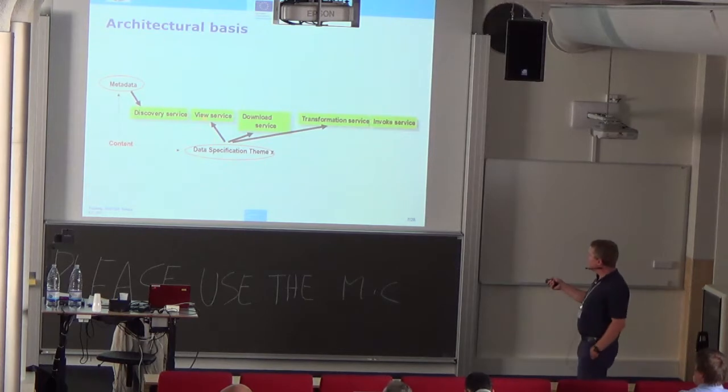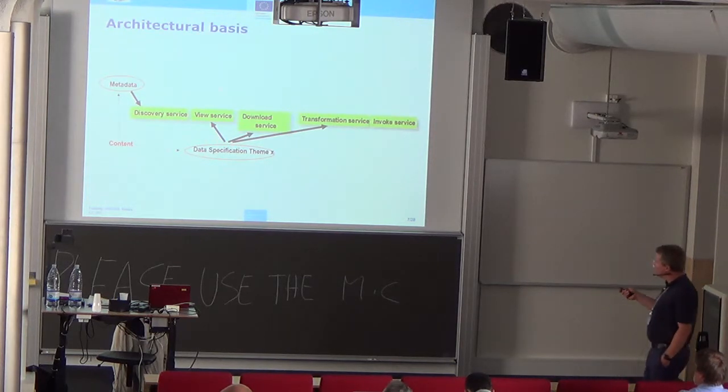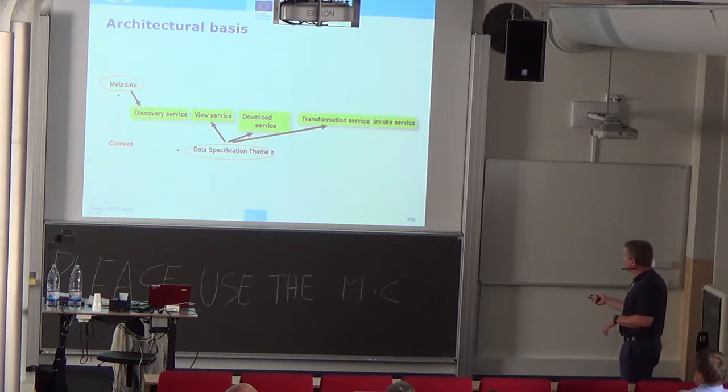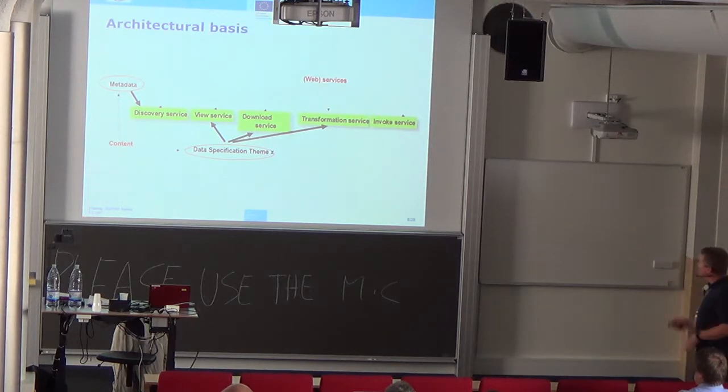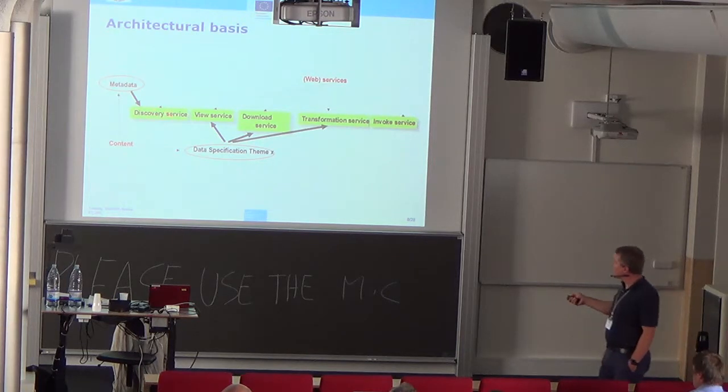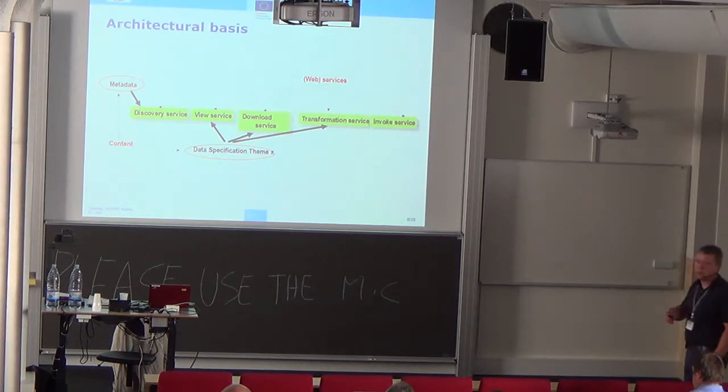And of course, to make the content available somehow through view services, maybe also through download services and transformation services, to be able to transform the data. All of these are actually web services, and also we mentioned that they are based on OGC standard services, starting from CSW service, WMS, WFS, and so on and so on.